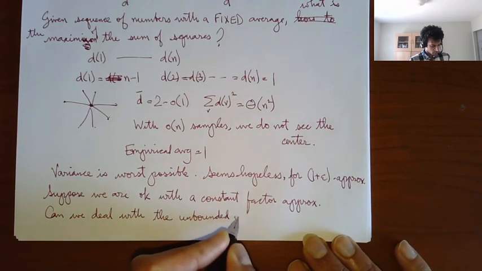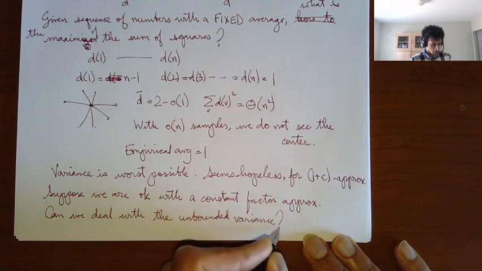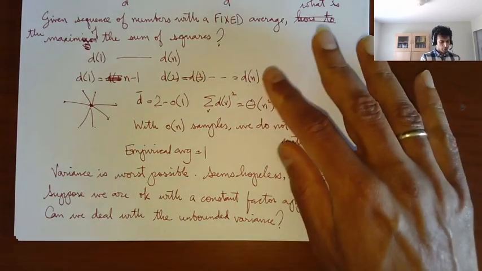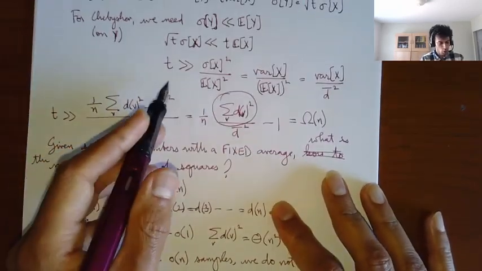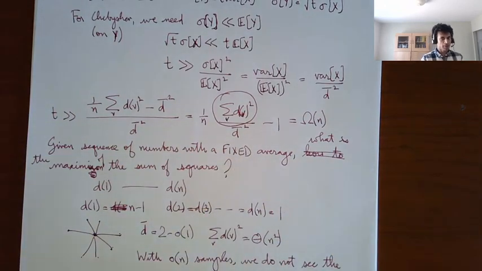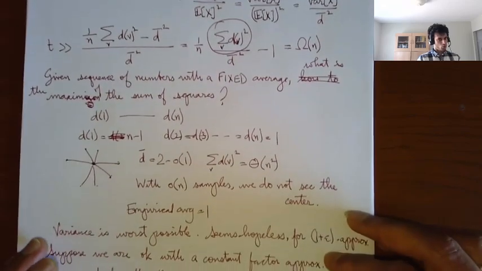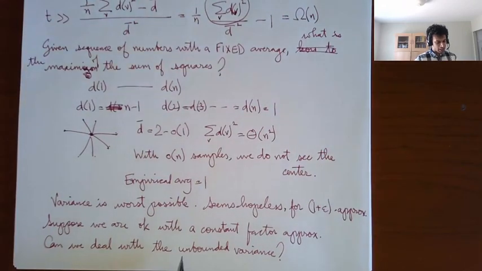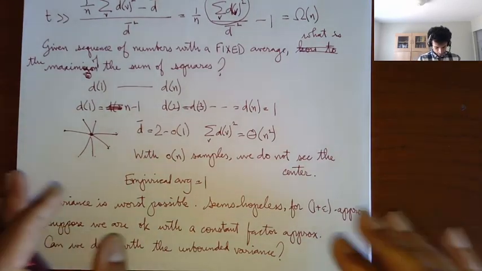It seems that if you try to plug Chebyshev in, you won't get anything, because for Chebyshev to kick in, you need t to be at least this much. So the variance is unbounded, and a naive application of Chebyshev won't work. This is actually a much more fundamental problem: how can we deal with an unbounded variance? Because it seems like the first thing you do is Chebyshev. Can we beat what we get from Chebyshev? And indeed what Feige showed was that this is possible.